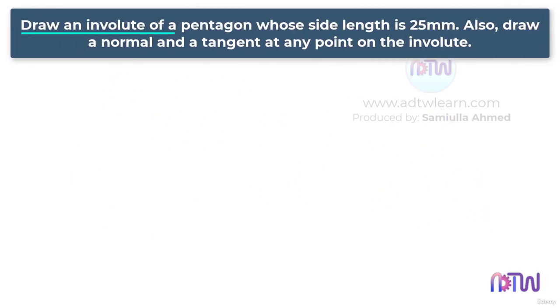Here are the instructions. Draw an involute of a pentagon whose side length is 25 millimeters. Also, draw a normal and a tangent at any point on the involute. First, we will have to draw a pentagon whose side length is 25 millimeters.